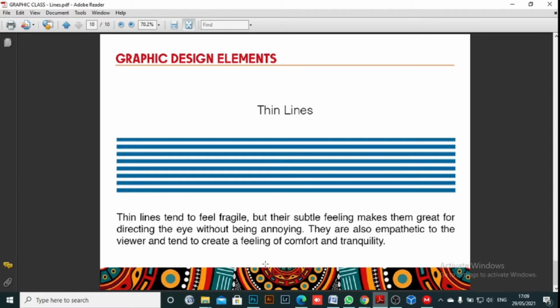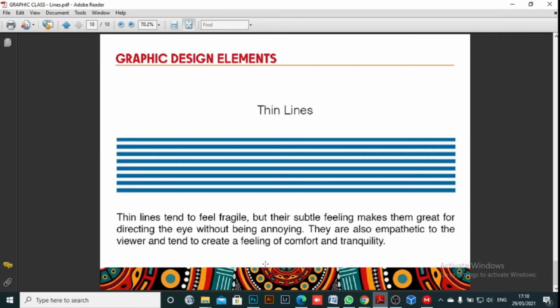So in your project, to create balance, you can combine both the thick line and the thin line so as to create a balance.